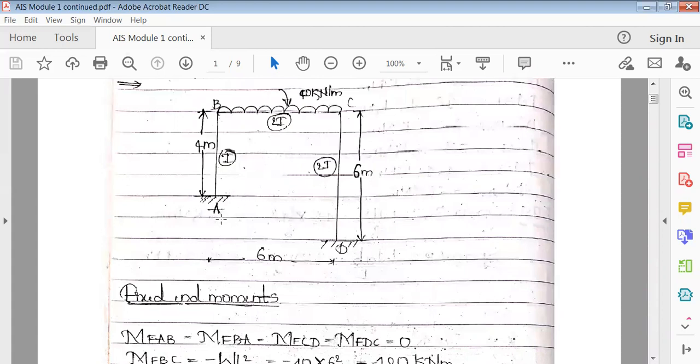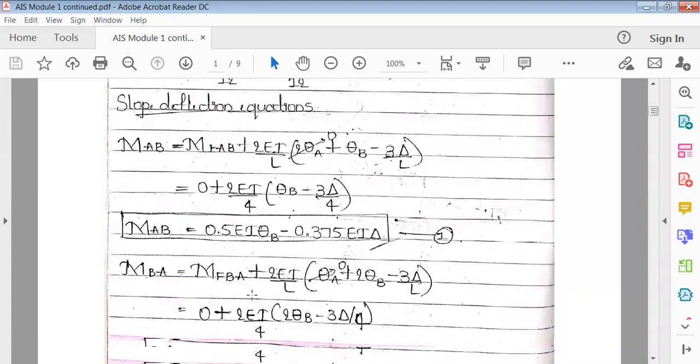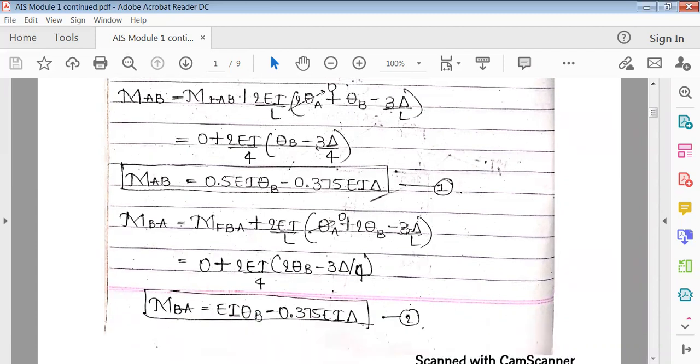Theta A is a fixed support, so it becomes 0. So plus theta B minus 3 delta by L. Substitute all the values here, then keep it in the form of MAB is equal to, keeping the first value here: theta B first, then EI delta. Okay, so this is equation number 1.